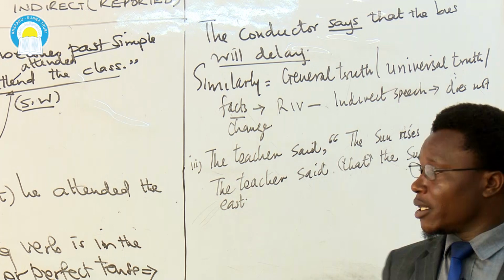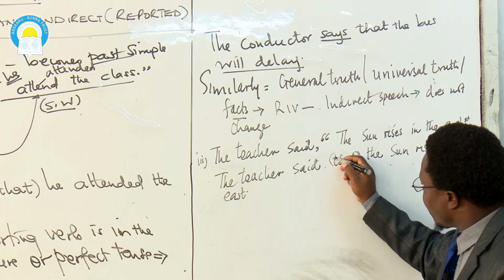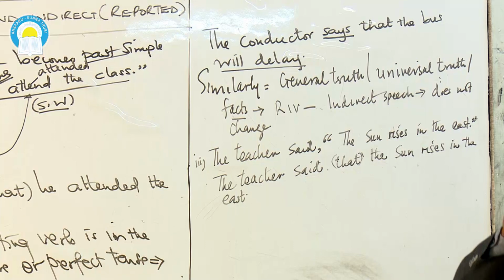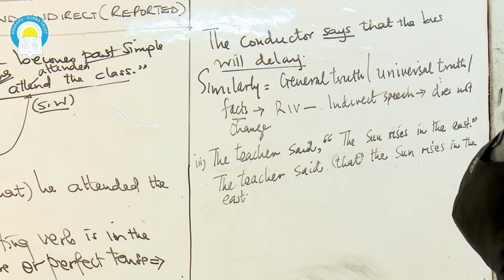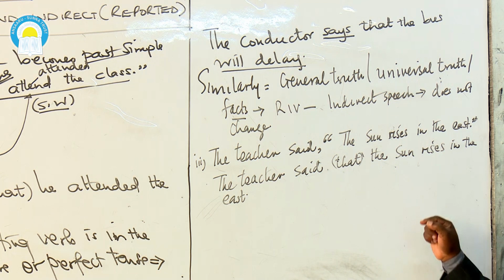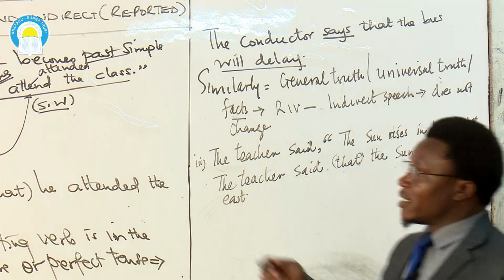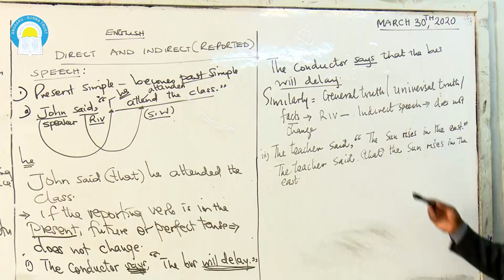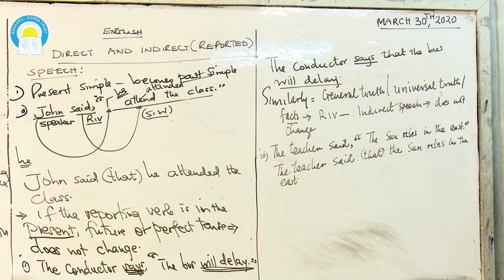Viewers, you cannot say that the teacher said that the sun rose in the east. It means at that point in time, the sun was rising in the east or rose in the east. Perhaps now, the sun would be rising in the west, which would be very wrong. So a sentence in direct speech expressing general truth, the verb remains unchanged.